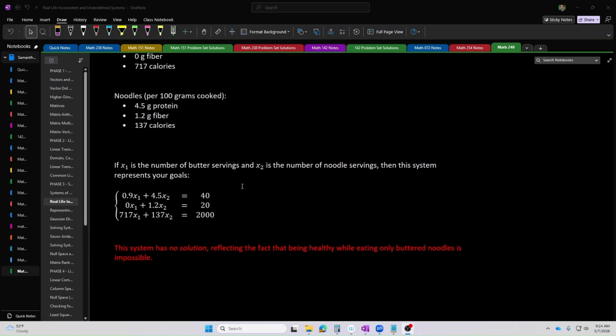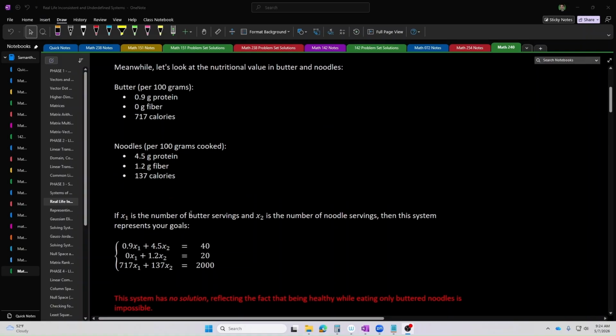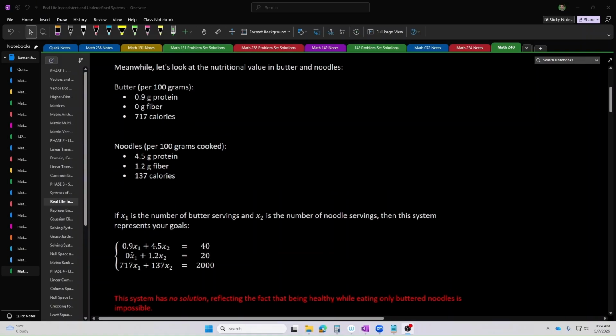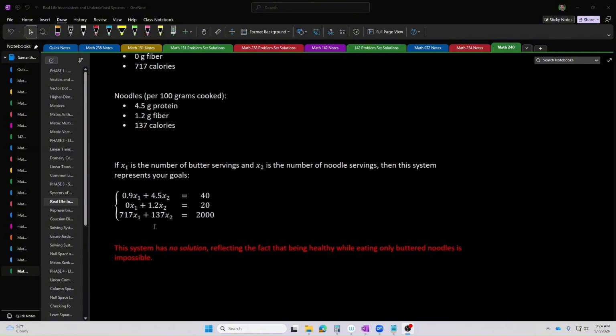This first equation would represent your protein goals, and this would be 0.9 times however many servings of butter you had, plus 4.5 times however many servings of noodles you had. You would want that sum to equal 40. The second equation would represent your fiber goals. So there's no fiber in the butter, so that would be 0 times x1, and then you would have 1.2 times x2, and you would like that to be 20. And then a third equation might represent your calorie goals. So 717 times the number of butter servings you consumed, and 137 times the number of noodle servings you consumed. And you would like that maybe to equal 2,000.